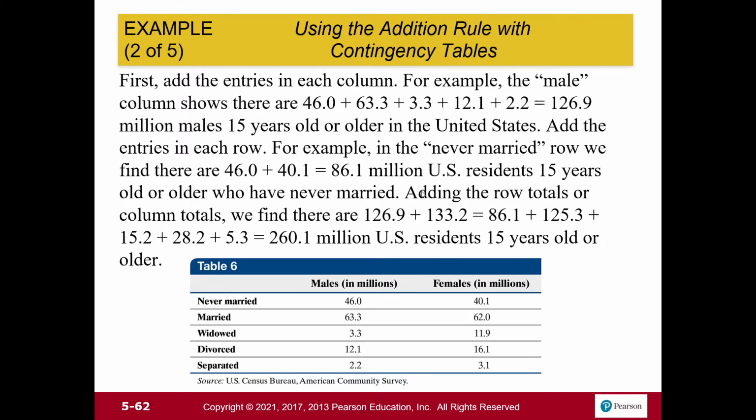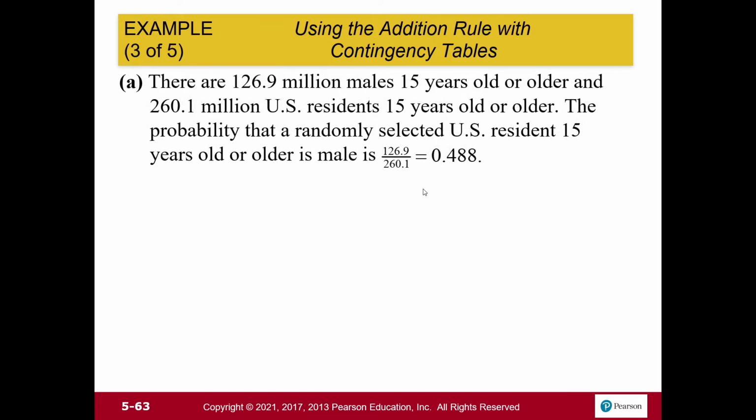We get 126.9. And then we add up all of the never married column, 86.1. Then you add the row totals there. You add all the rows and you total it all up. You get 126.9 divided by 260.